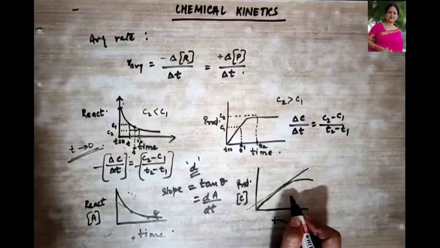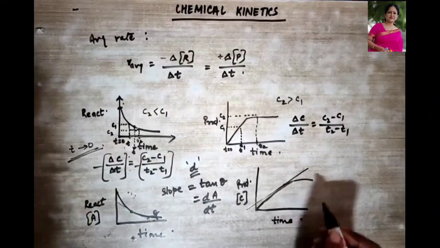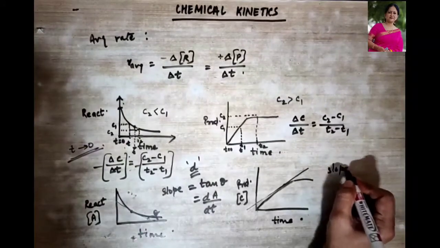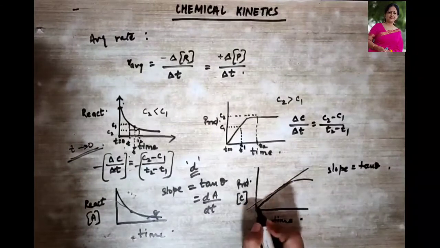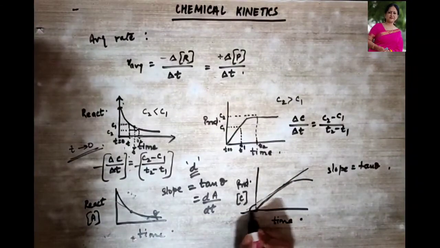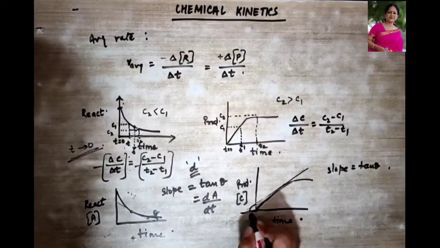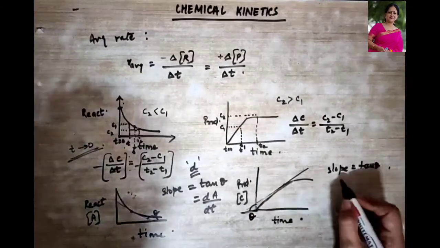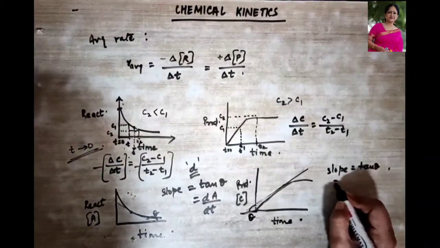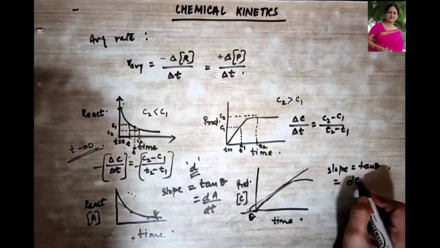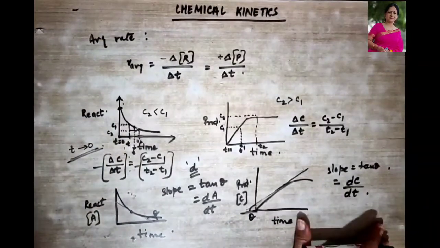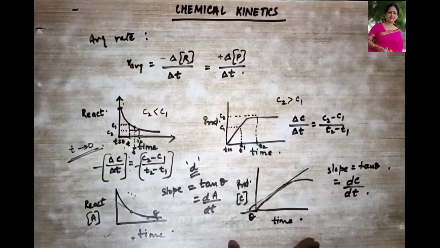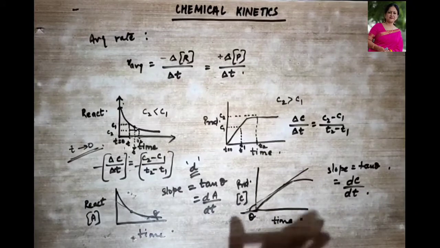So over here, what will you see? Slope is equal to tan theta. And where is your theta? If we extend this line, then this is your theta. So slope is equal to tan theta. This will be equal to dC upon dt. I hope this is clear. So graphically, the two rates of reaction can be represented like this.